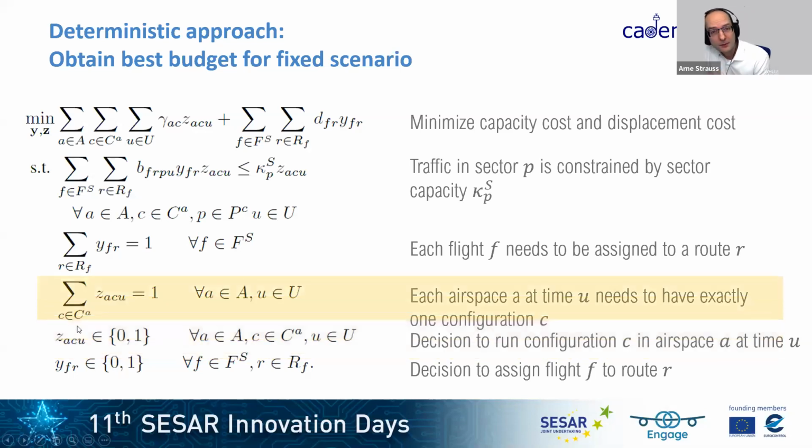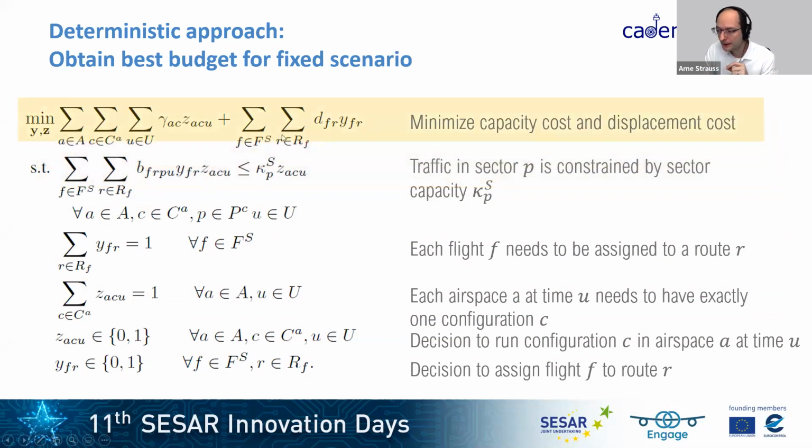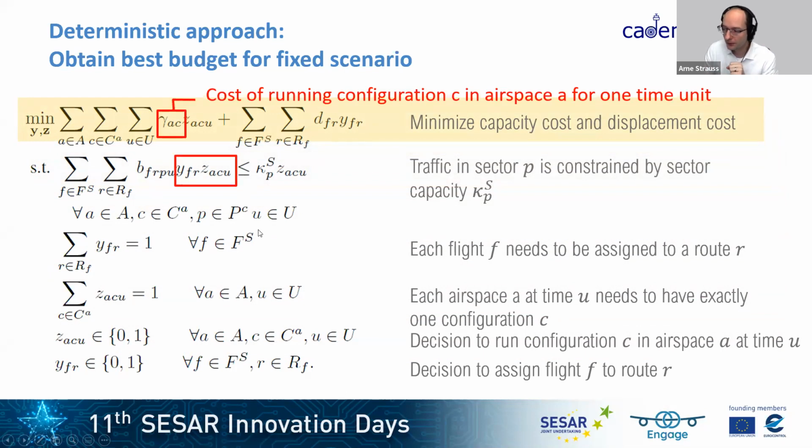Of course, in every time period, in every airspace, there needs to be exactly one configuration available. We need to assign every flight to one particular route. And we need to obey certain capacity constraints that result from our decisions regarding that configuration. And then finally, we are seeking to minimize this cost. And since this problem is still rather challenging, what we have been doing is to break this up using Benders decomposition, which actually works quite nicely because the resulting sub-problems are just linear programs that we can solve.